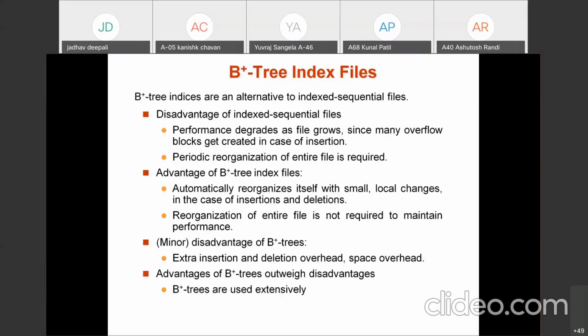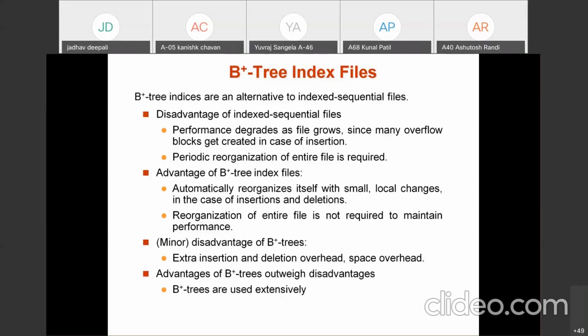If we delete a record, we need to delete it from the file. In some cases, we need to delete the index records also. That's why periodic reorganization of the entire file is required. As we insert records, many times they are inserted into an overflow block if there is no space in the particular block. And that's why the major disadvantage of the index sequential file is the periodic reorganization of the entire file.